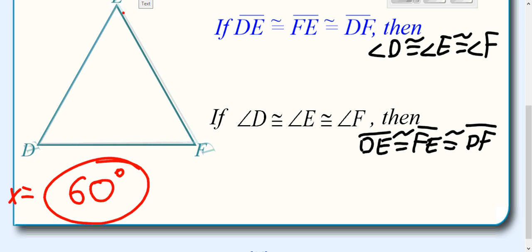So there's a couple markings that you might see. You could see that all three sides are congruent, which would tell you all three angles are congruent, or vice versa. If all three angles are congruent, then you know all three sides are congruent. And then the third thing that you would know is not only are they all congruent, they're all 60.